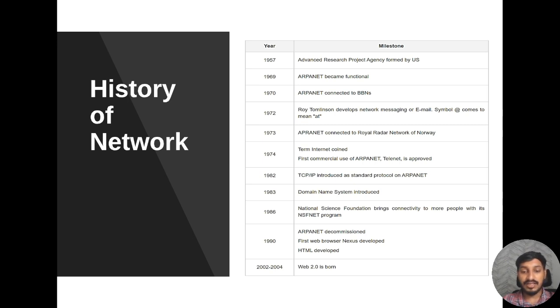In 1990, ARPANET was decommissioned. The first web browser was launched, and remember this, the first web browser was called Nexus. HTML programming was also developed. In 2002, Web 2.0 was developed. So from 1957 to 1990 it was called Web 1.0, and after 2002, when they developed HTML and CSS, it is called Web 2.0. This is the general history of a network.